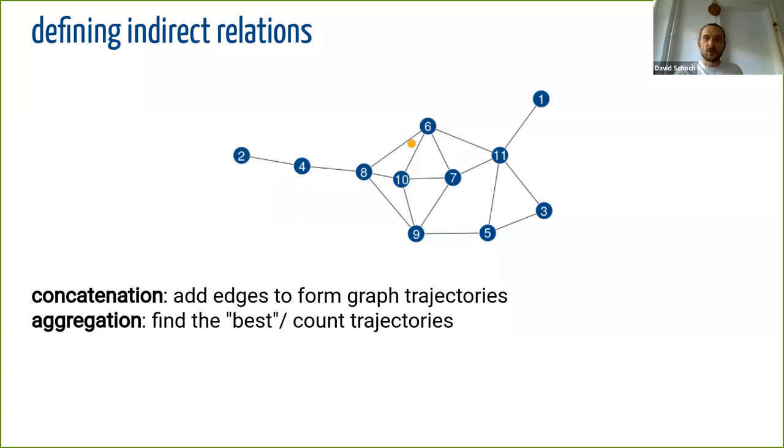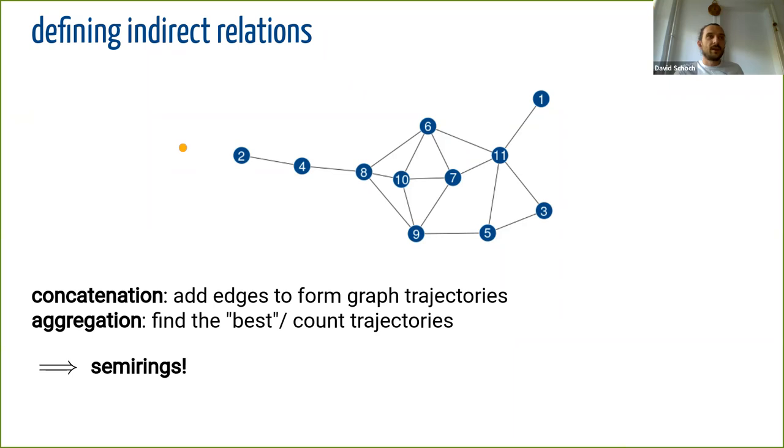So for instance, when we are talking about distance, we are concatenating edges to paths. So say from 6 to 2, okay? And in the end, we have concatenated a lot of paths, and then we aggregate over these paths. In the sense, for distance, it's just looking for the path that is the shortest, okay? So we have a set of paths that come from concatenation, and then we aggregate by just looking at the shortest path.